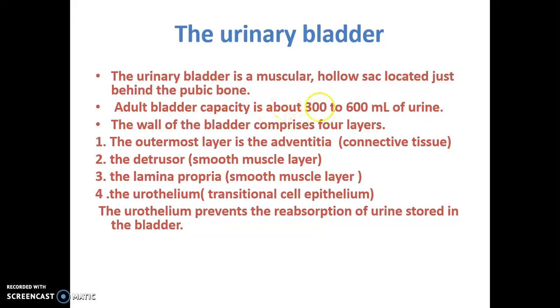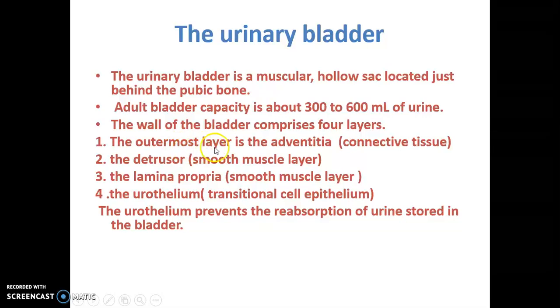Okay, next we will see the urinary bladder. Urinary bladder is a muscular hollow sac located just behind the pubic bone, and the capacity of the bladder is 300 to 600 ml of urine. Note the point. When you check the wall of the bladder, you can see 4 layers.